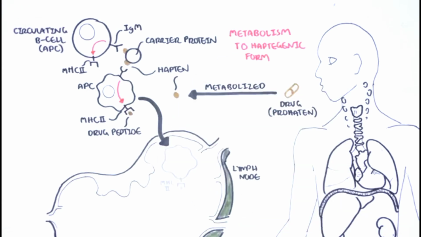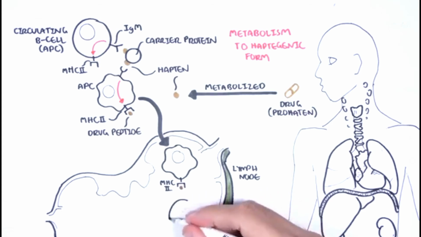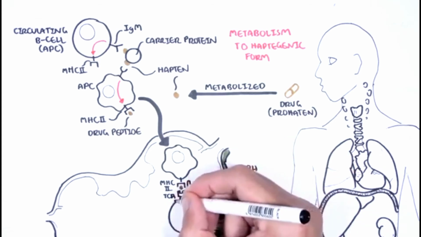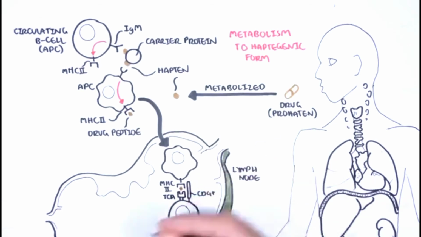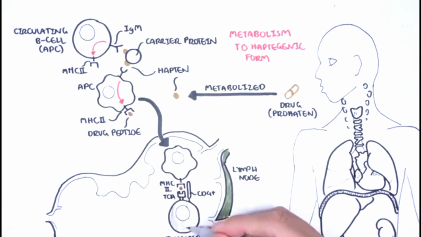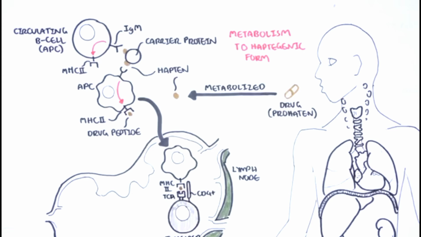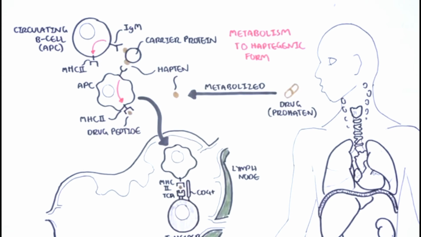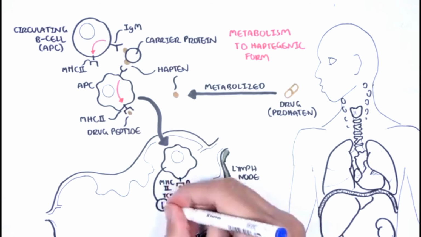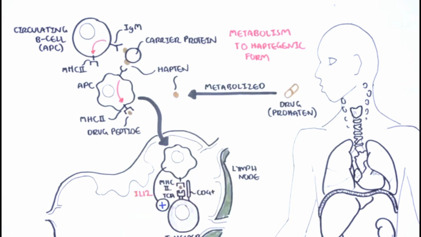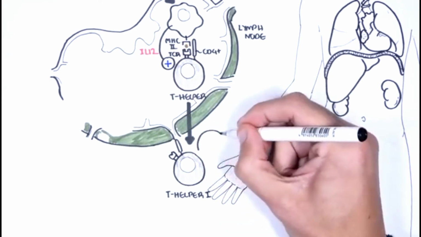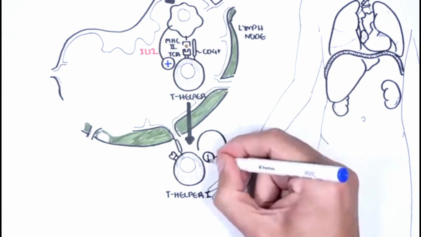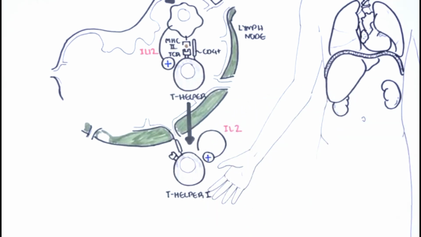Antigen-presenting cells travel to the lymph nodes where they then activate T helper cells. Now, T helper cells are CD4 cells because they contain the CD4 receptor, which together with the T cell receptor helps identify the MHC class II molecule as well as the component of the drug peptide. The T helper cells are activated by interleukin 12, telling them to become T helper 1 cells. The T helper 1 cells are triggered by interleukin 12, and their further differentiation and activity by interleukin 2, which are released by the T helper cells themselves.